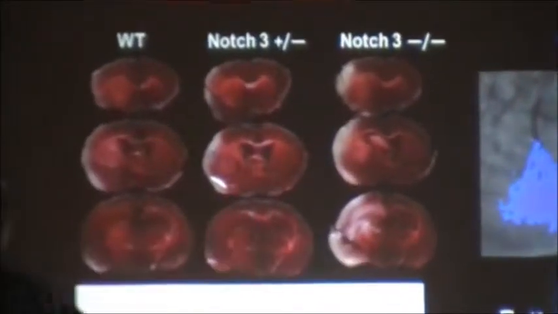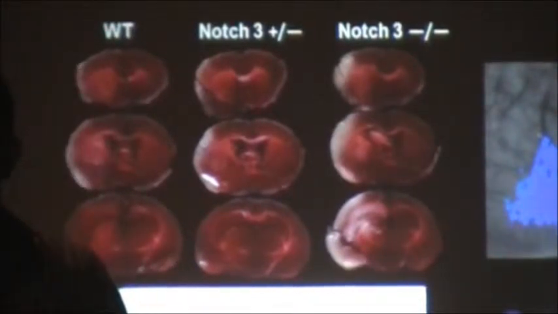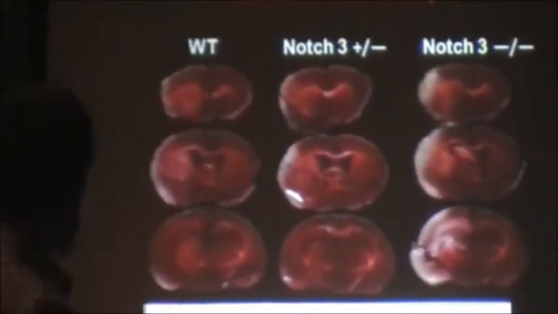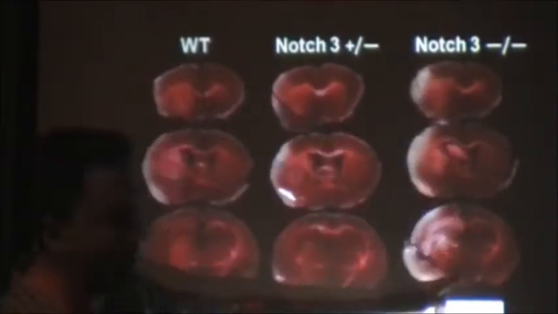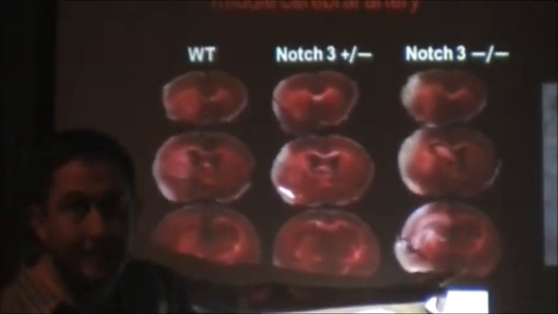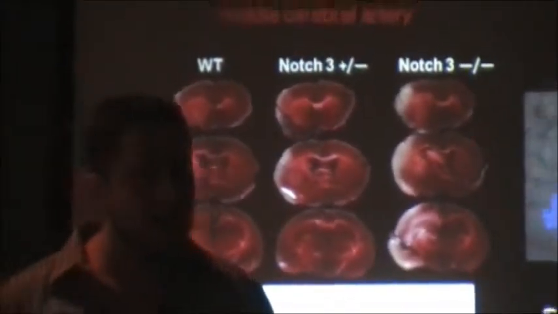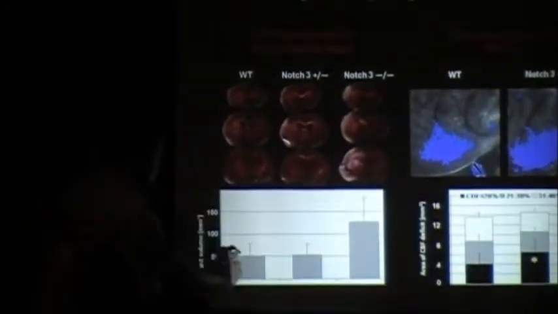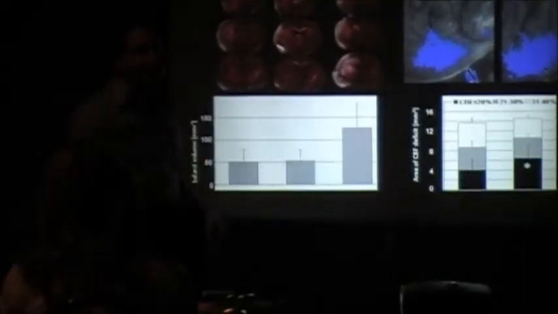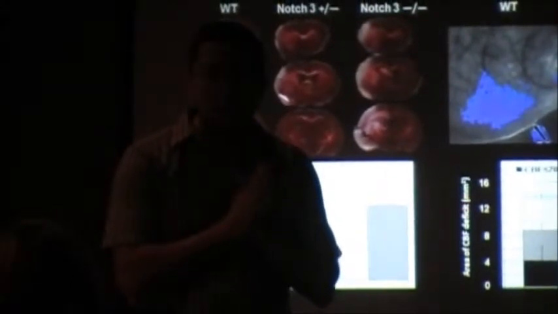Okay? So when we challenged these mice, when we caused a stroke in them, we found out that they responded to stroke in a very strange manner. If we have the wild type, they get little strokes, and this is the small bar. But when we looked at the ones that don't have NOSH3, and we challenged them with a stroke, the stroke were twice as big. Look at this. Compare this to that. Compare this to that.